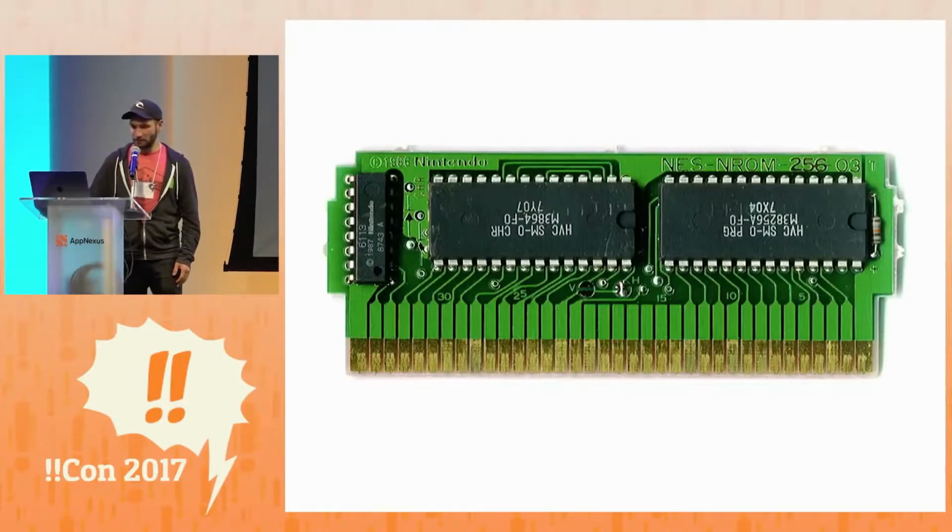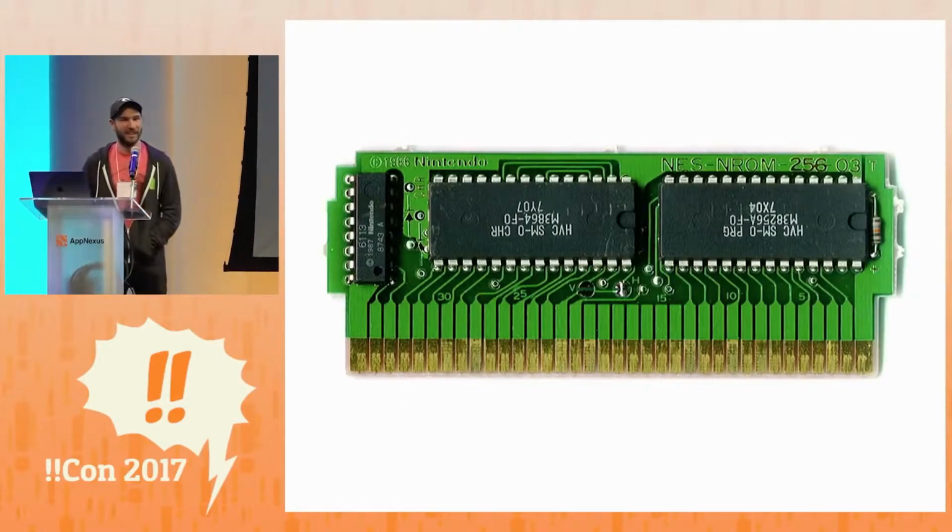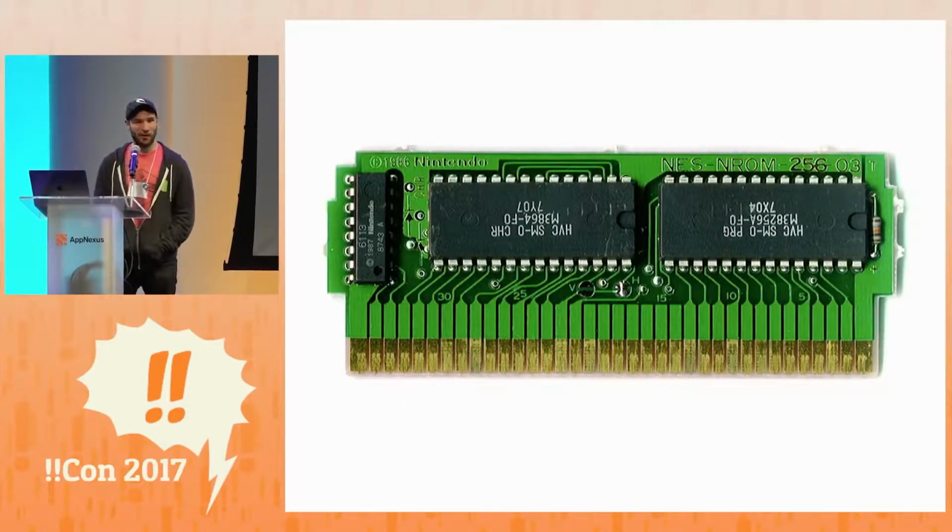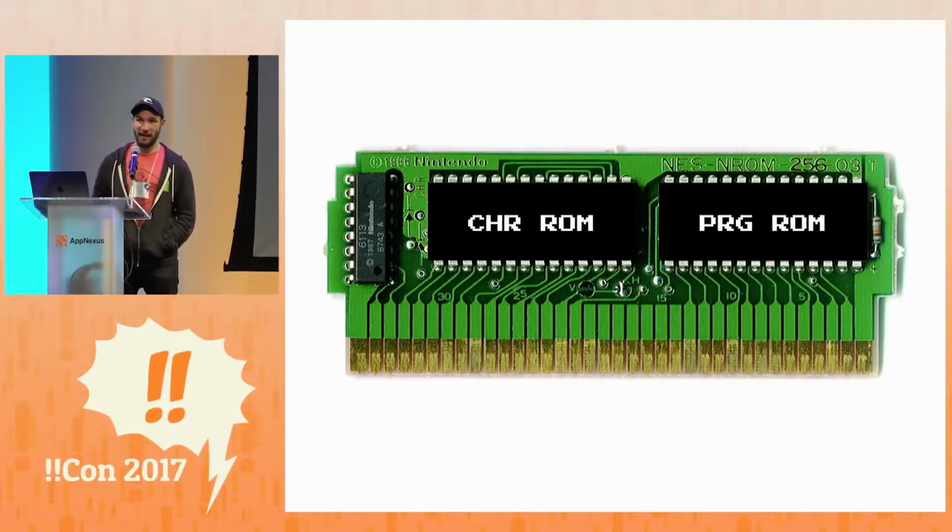So to answer my first question, this is what the inside of Super Mario Brothers looks like. They're called ROM boards because it's basically just two ROM chips, and a ROM chip is read-only memory. The chip on the right is called the program ROM, and this basically has machine code. This is the code for Mario. And on the left side, you have the character ROM, which is just graphics for the game.